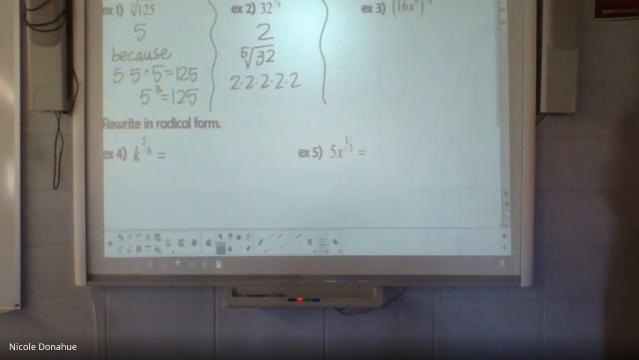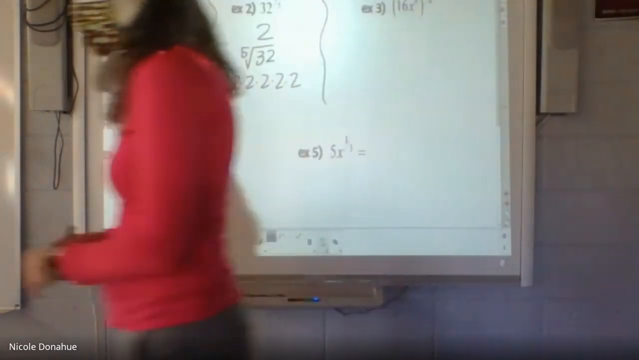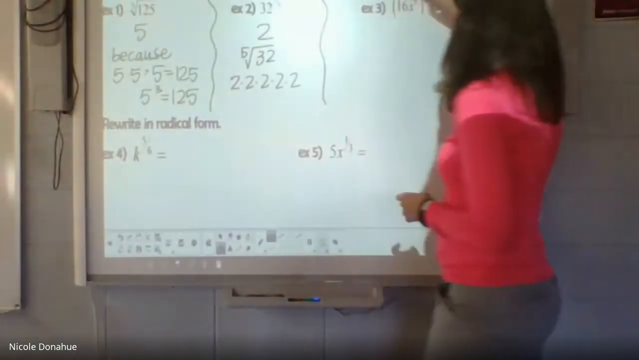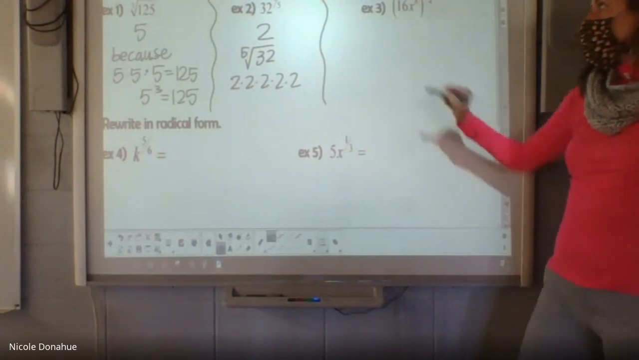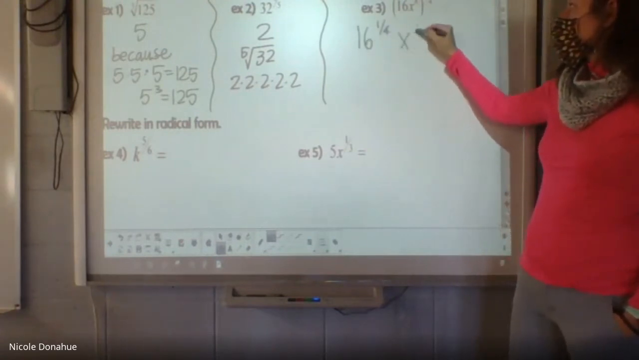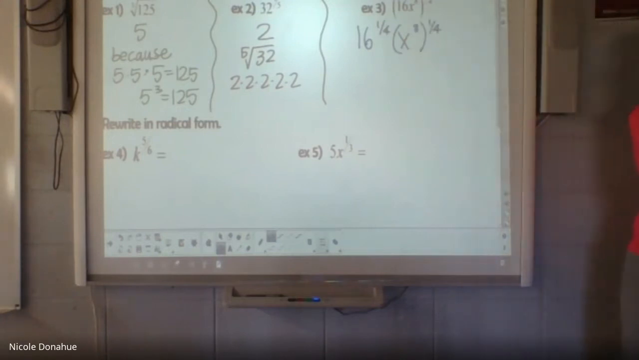All right, number 3 is a little bit trickier. The whole thing, 16x to the 8th power, is being raised to the 1/4 power. Any thoughts on what we should do? Distribute that power. So the 16 and the x are going to get it. So I have to distribute it.